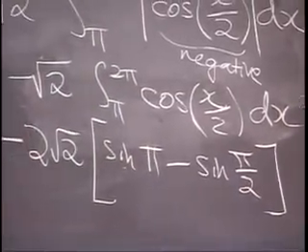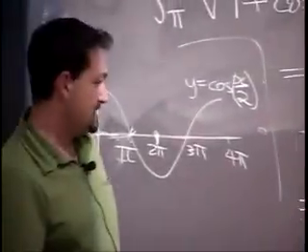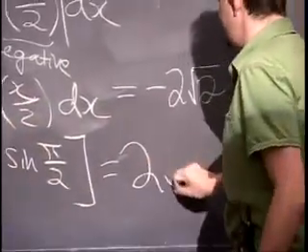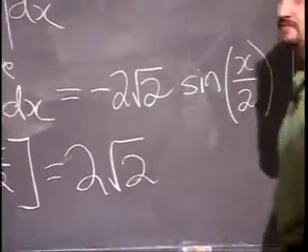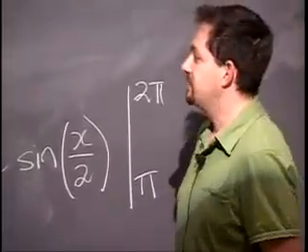Sine of any multiple of pi is 0. Whereas sine pi over 2 is 1. So this becomes minus 1 times minus 2 root 2. And we finally get 2 root 2. Nasty. I want to point out something.